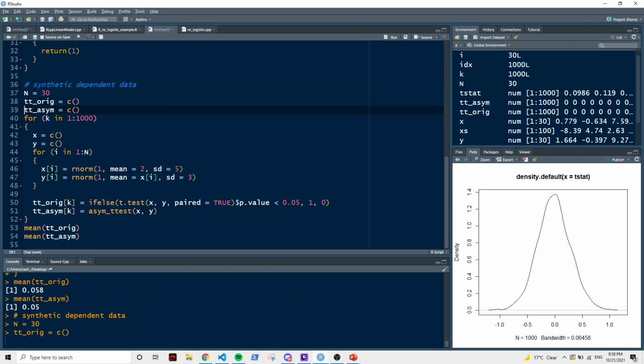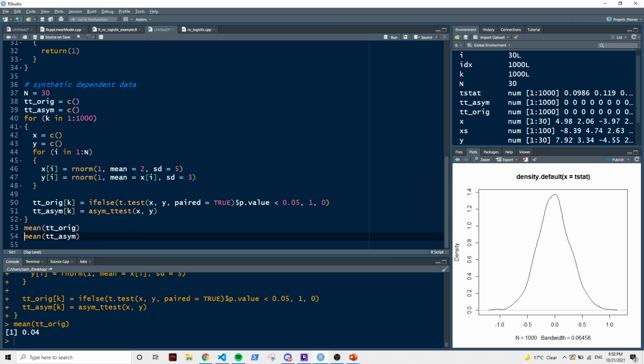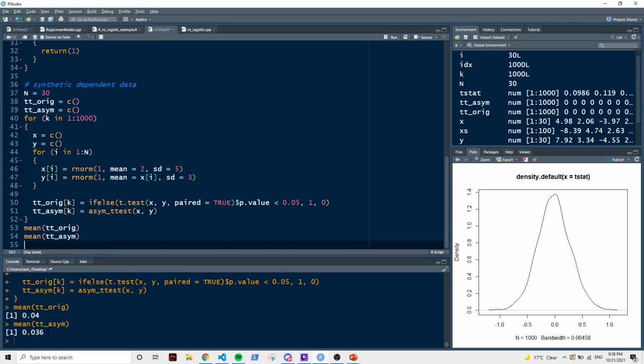And of course we can resimulate this. So going on the second simulation, the actual t-test had a 4% false positive rate, and then our asymptotic test had a 3.6% false positive rate. So it seems like it's pretty much in line if the null hypothesis is true.